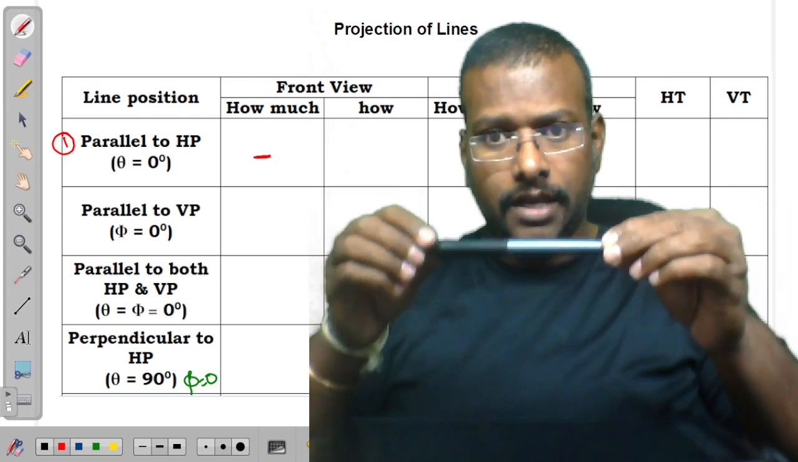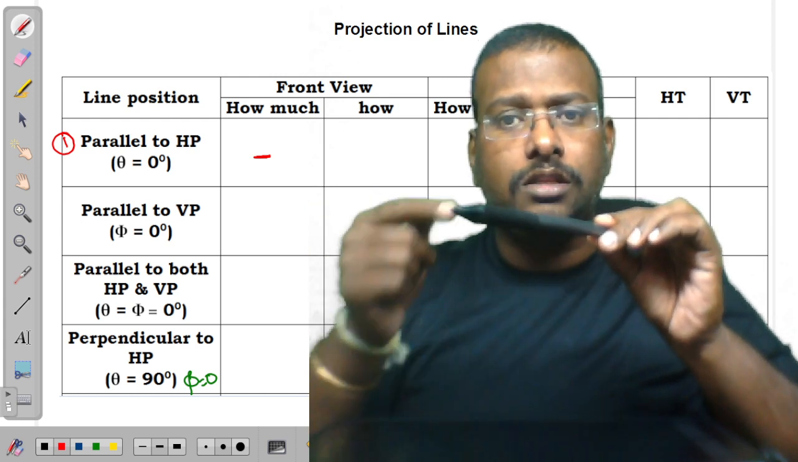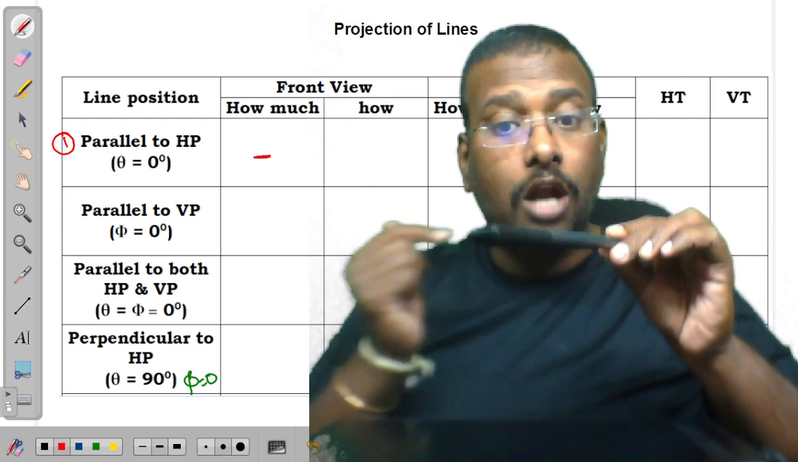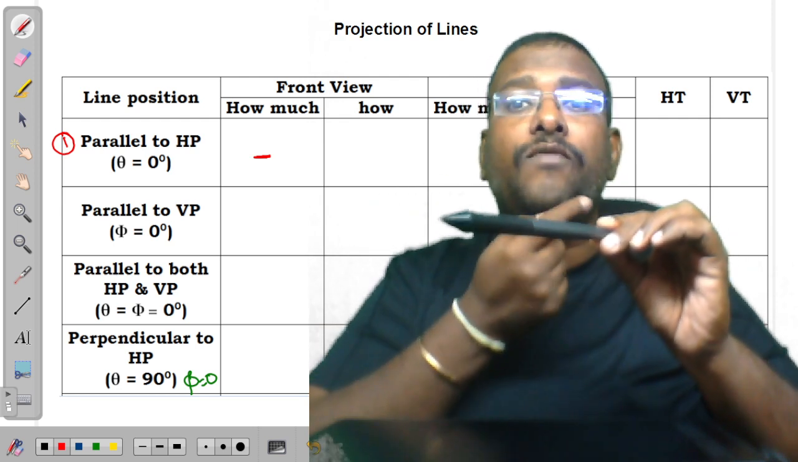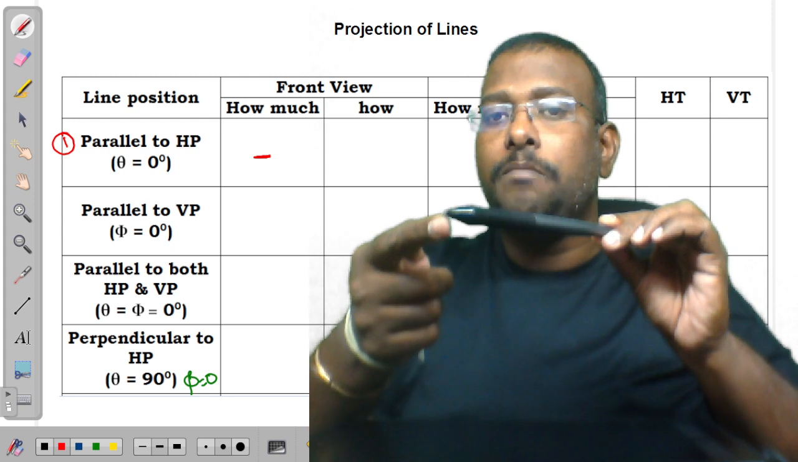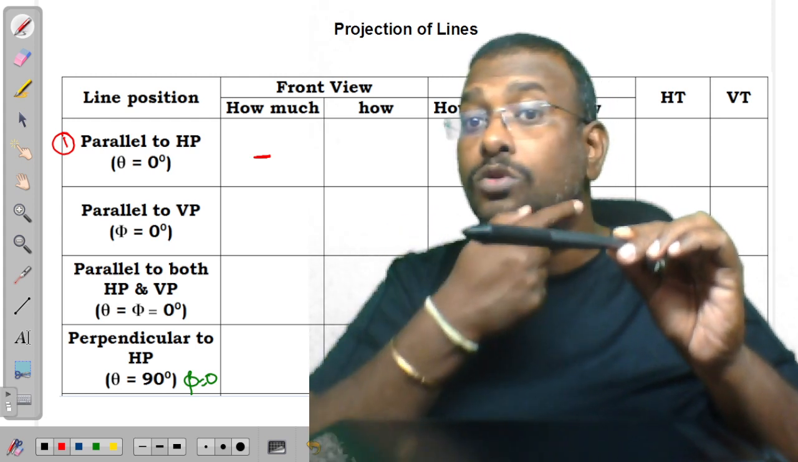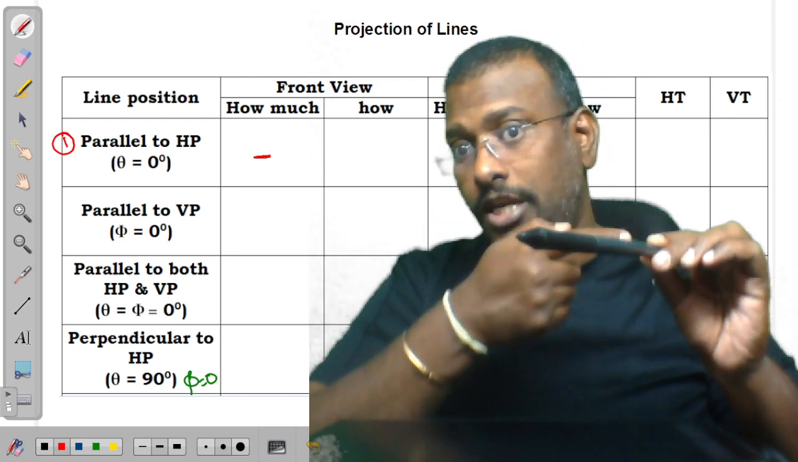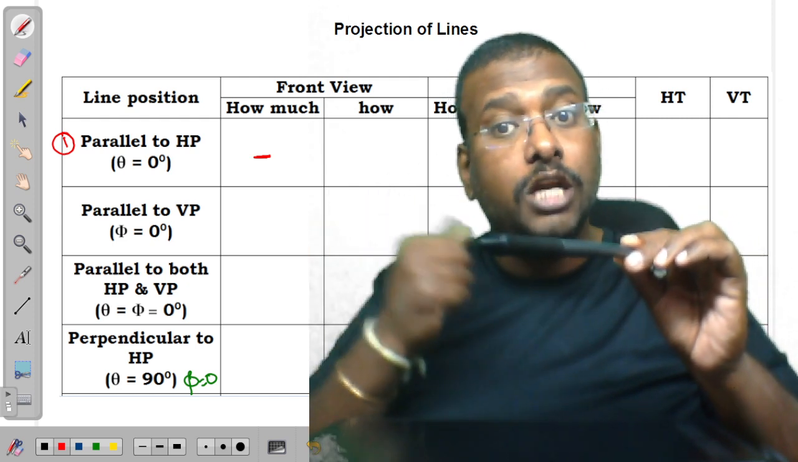This is also parallel to HP, and this shadow will fall here. Now also it is parallel to HP. How? If it is 20 above, the front view A dash is 20 above, B dash is also 20 above. The shadow will fall 20 above the XY line. So A dash is 20 above, B dash is also 20 above. Therefore, the front view is parallel to the XY line.